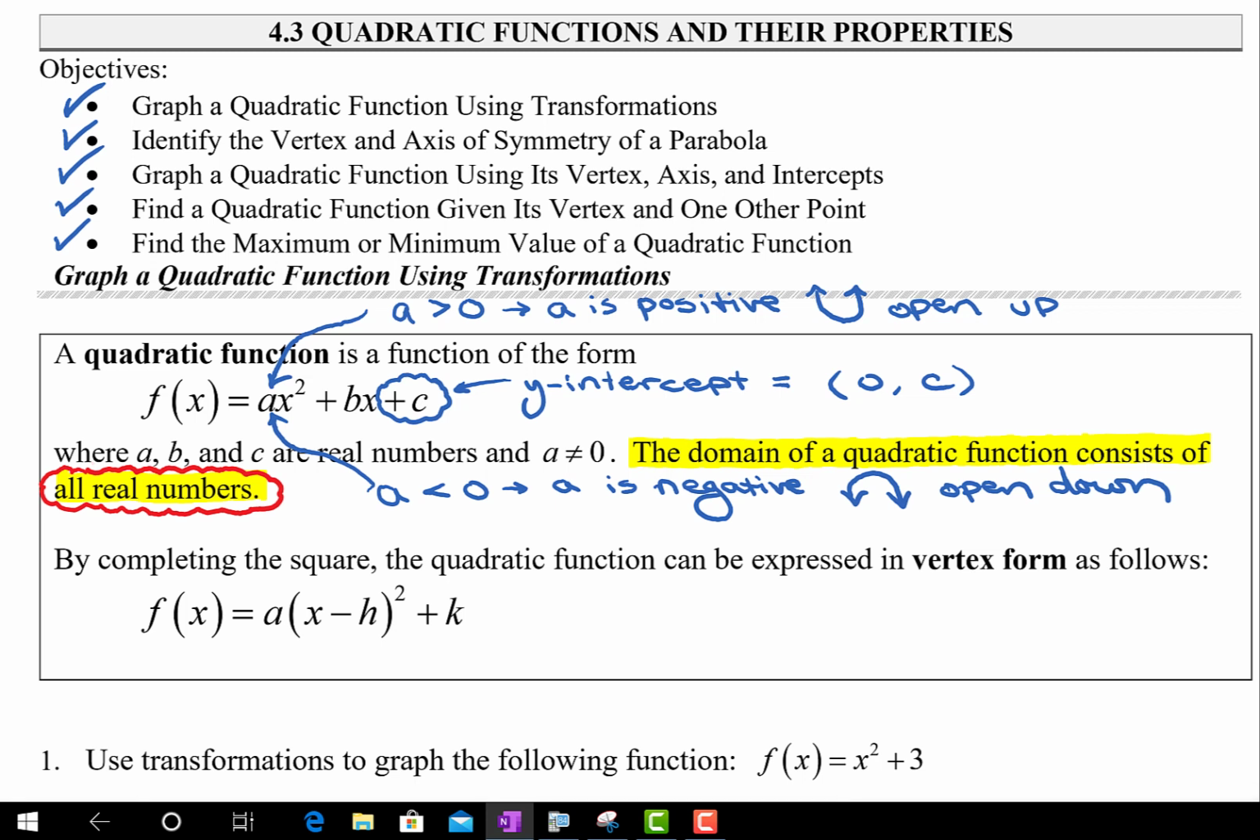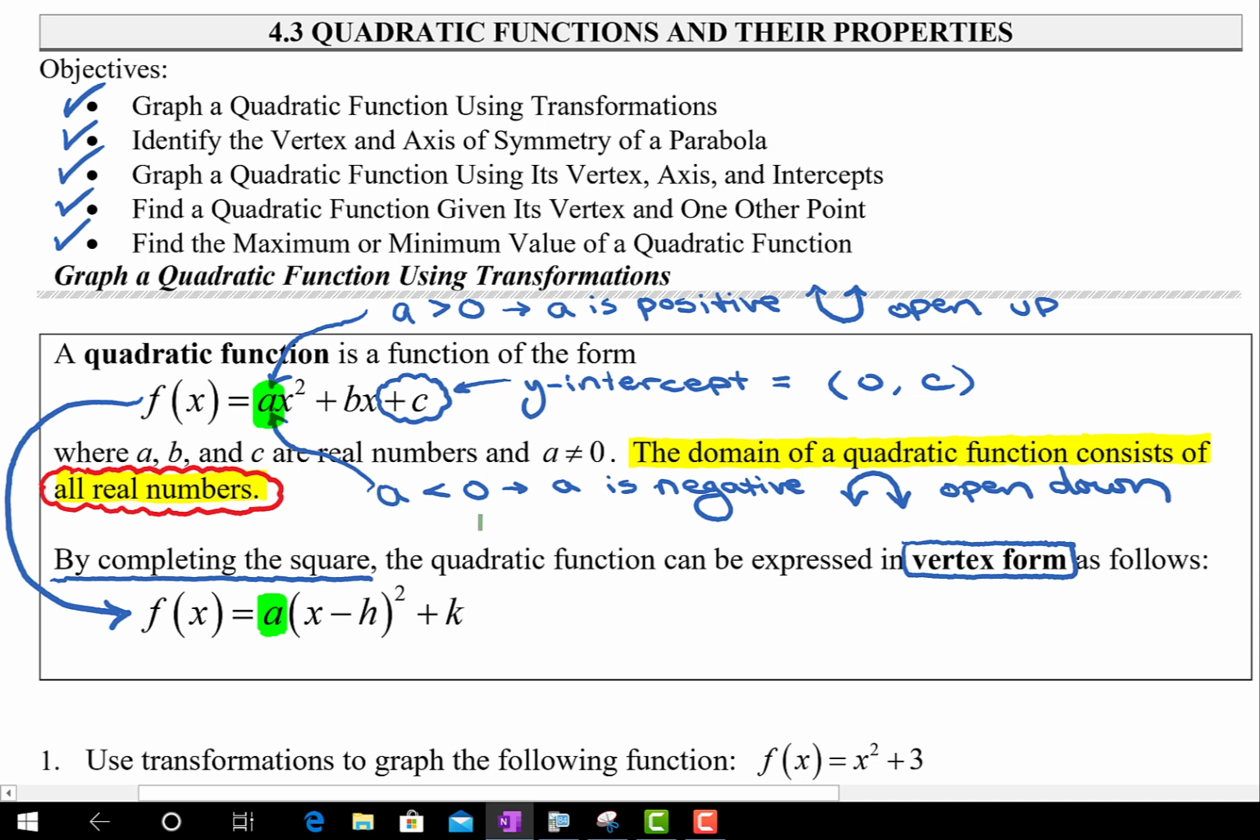And if we are able to complete the square, the quadratic function can be expressed in the form that we call vertex form. f of x equals a times the quantity x minus h, quantity squared, plus k. And this is vertex form. The a is still going to represent that same a from the first form. If it's positive, it's going to open up. If it's negative, it's going to open downward.